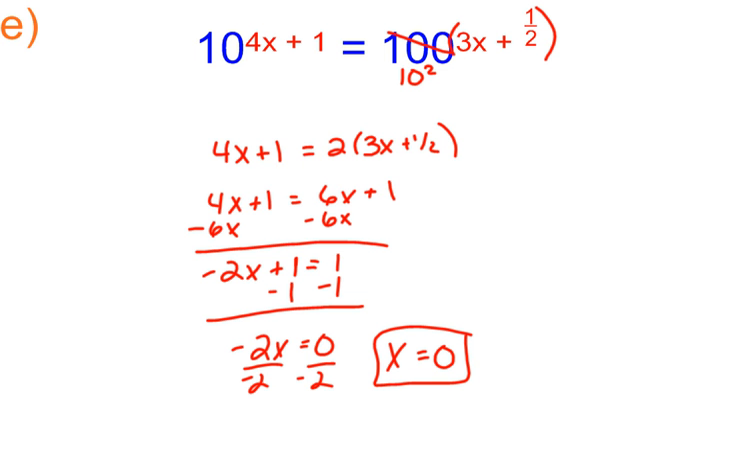If I wanted to check that, you could even come up here and just plug a 0 in. 0 times 4 is 0, 0 plus 1 is 1, so I'd have 10 to the first equals 100 to the 0 plus a half, so 100 to the half. And if you check 100 to the half, that is 10. So you would see that that answer checks.